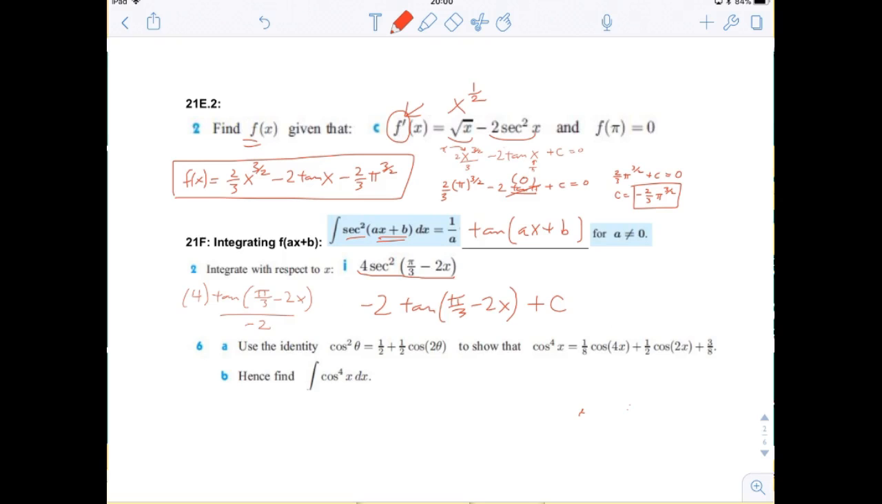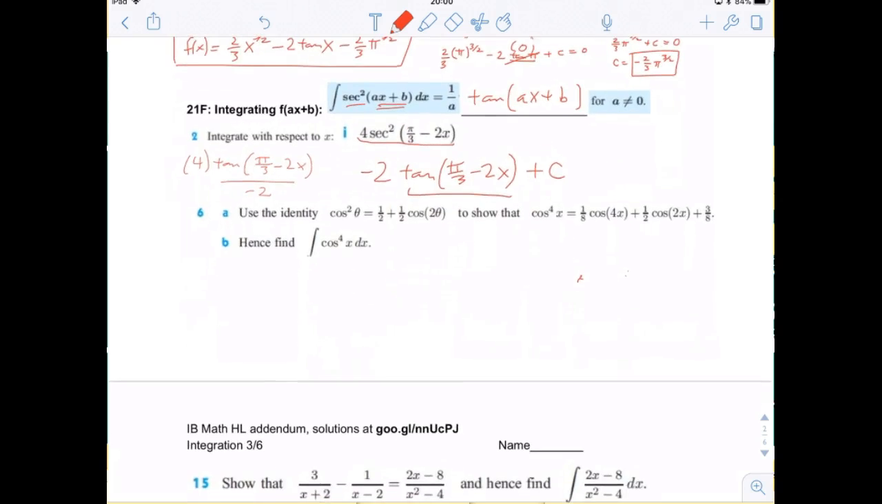If I wanted to test it out, I could say, okay, the derivative of tangent blah blah blah is secant squared blah blah blah, and then I'm going to do the chain rule on it. So the -2 is going to pop out. The -2 multiplies times the -2, and I get 4, and that's what I wanted. So the check that I did worked.